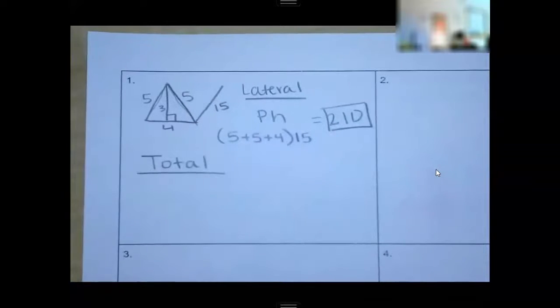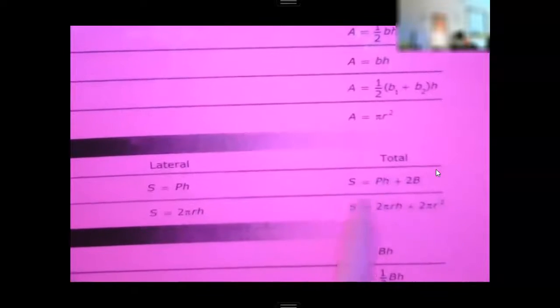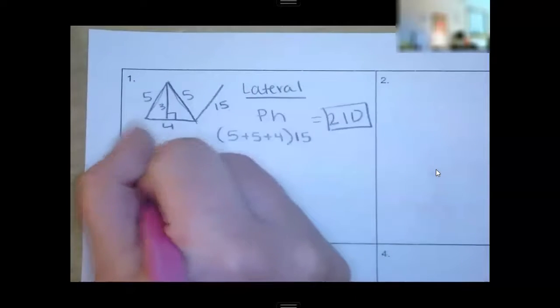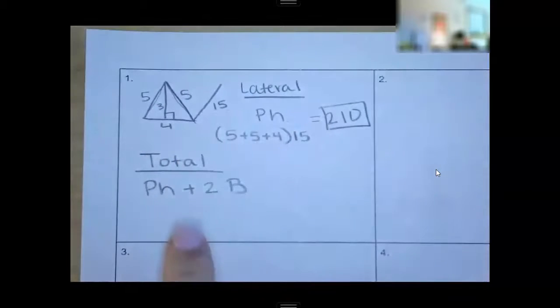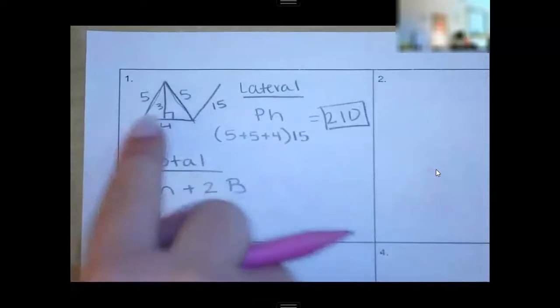Now, for total, you're going to come back to your formula chart, and you're going to look at the total surface area formula of a prism, which is this one right here. Big P times H plus 2 times big B. Now, we know that big P is perimeter of the base. Big B stands for area of the base. The base is a triangle.